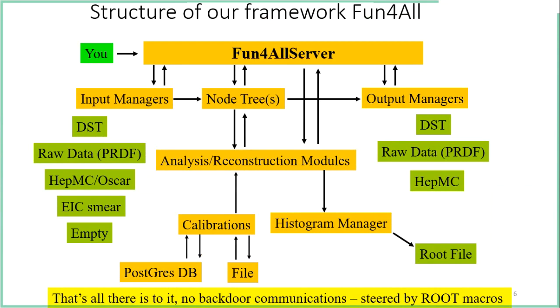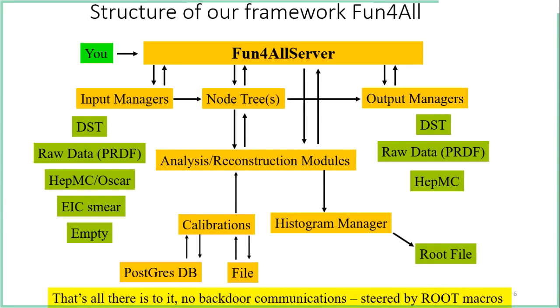On the right side, you find the output managers. So they read from the node tree, and they can write these reconstructed output, our DST, so these root objects. If the input is a raw data file, they can write out a raw data file. So far, we have no real intention to write out raw data for reconstructed data. That just doesn't make any sense. If you have an HepMC formatted input file, you can basically dump this into an output file. And that's basically what these guys do.